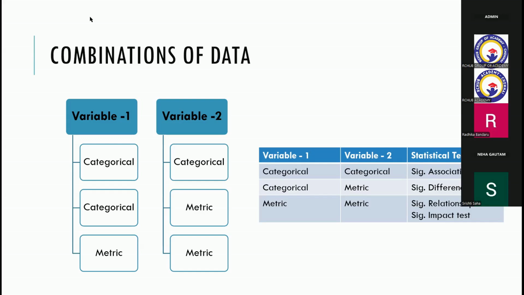Apart from descriptive statistics, leave away the descriptive statistics. It's all about mean, median, mode, skewness, and kurtosis that I will be explaining. Apart from that, 90% of the statistics is done to identify whether the considered variable has significant association, or significant difference, or significant relationship, or whether this considered variable is impacting the other variable. So it is for this we perform the statistics.